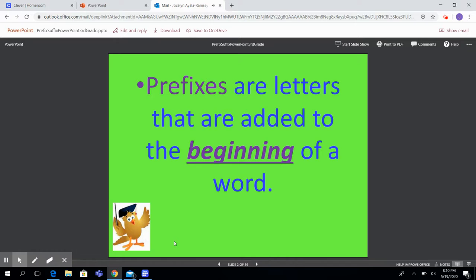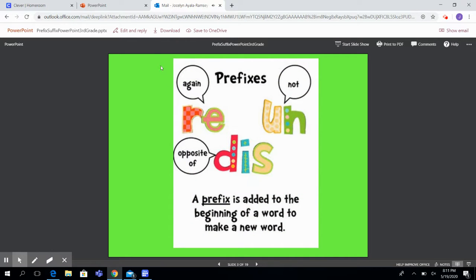So prefixes are letters that are added to the beginning of a word. So it comes at the beginning of a root word. Some examples can be re, which means again, un, which means not, and dis, which means opposite of. A prefix is added to the beginning of a word to make a new word.